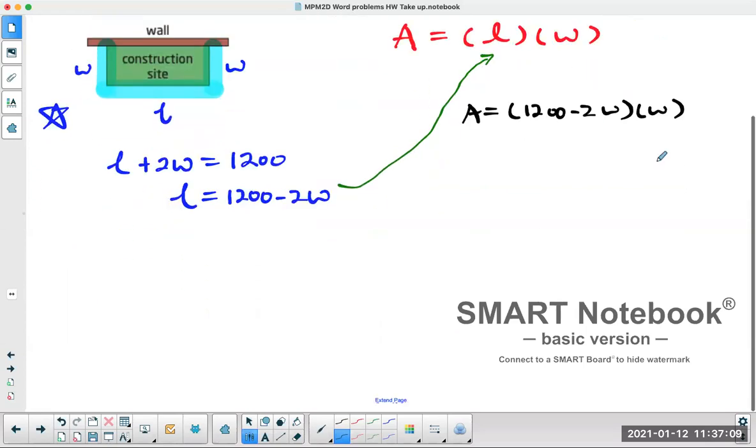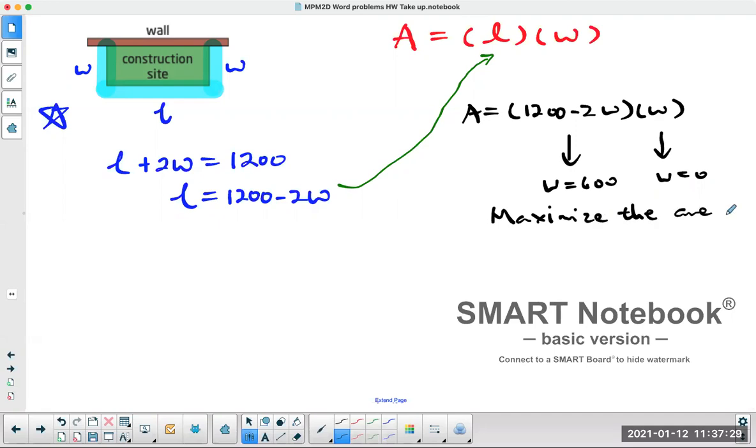Again, two types of questions. The first type is if they want to maximize it. I find that easier to do, because then all you have to do is find the zeros here. W equal to 0, W equal to 600. So to maximize the area, the width would have to be halfway between the two zeros, which is 300 meters. And from that, you can calculate the length, which is 1,200 minus 600. So 600 times 300 would be the best case scenario.